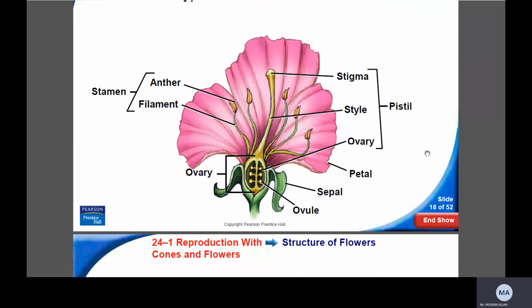Self pollination occurs when the pollen grain from this anther goes to the stigma, but in the same flower. In the same flower. That is called what?